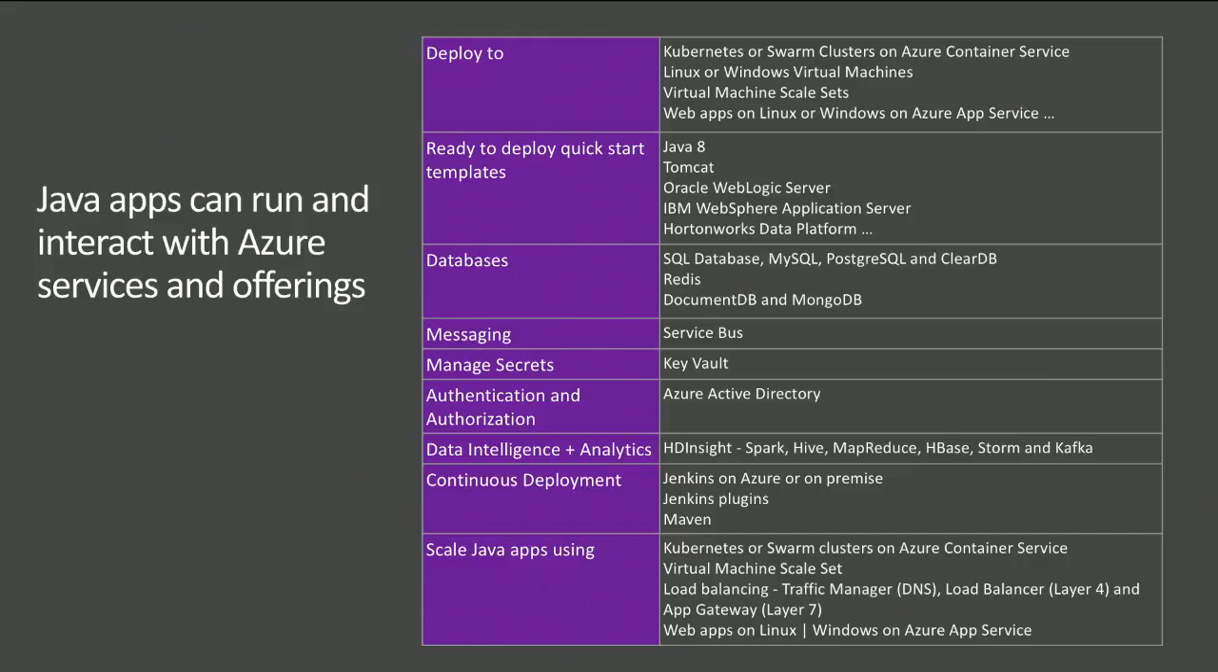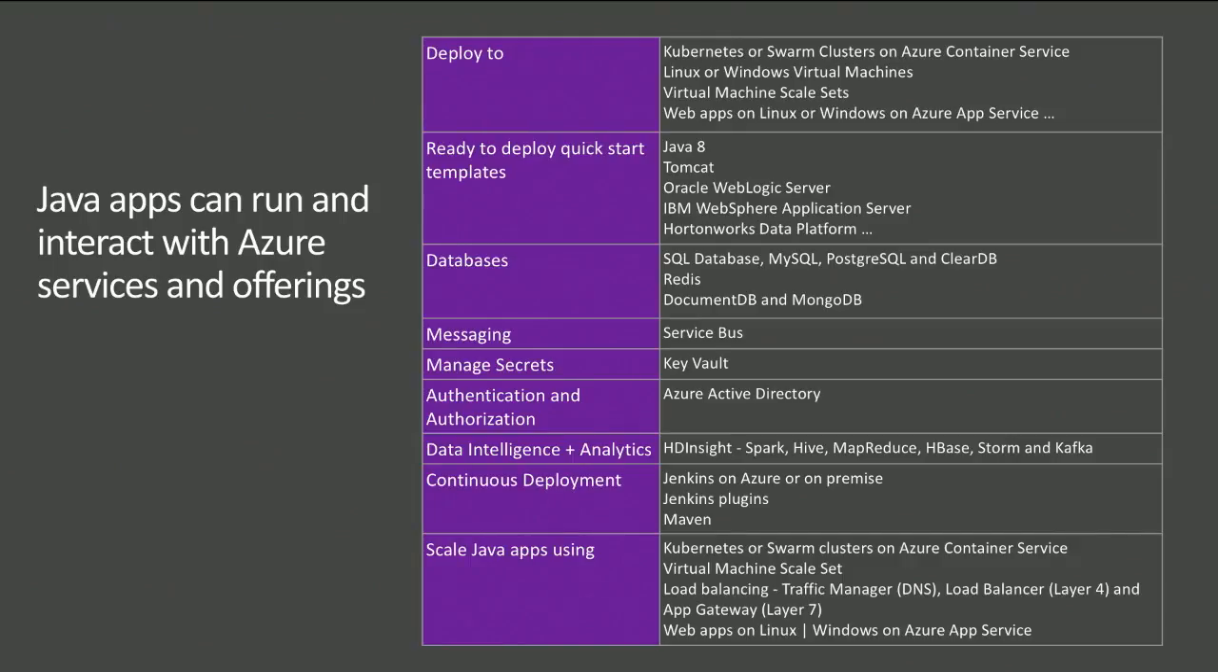Your app can interact with databases like SQL database, MySQL, PostgreSQL, ClearDB, DocumentDB, Redis. It's your choice. There are many data services out there in Azure. And you can also use your app to use reliable messaging using Azure Service Bus. When it comes to app secrets, particularly the client-side credentials or the app-side credentials, you can manage those secrets in Azure Key Vault. To authenticate and authorize users to your apps, you can use Azure Active Directory.